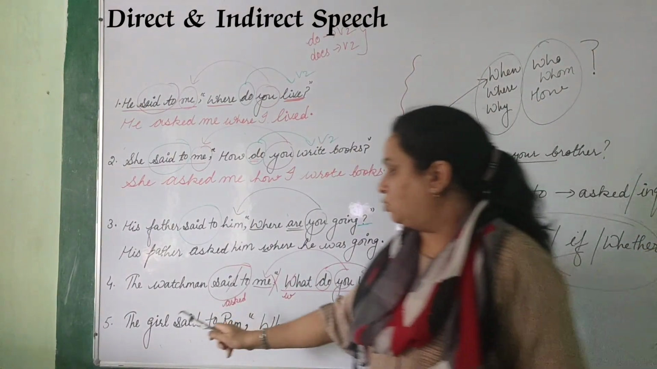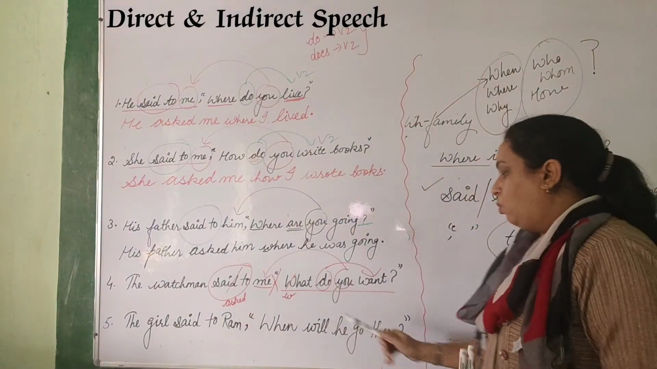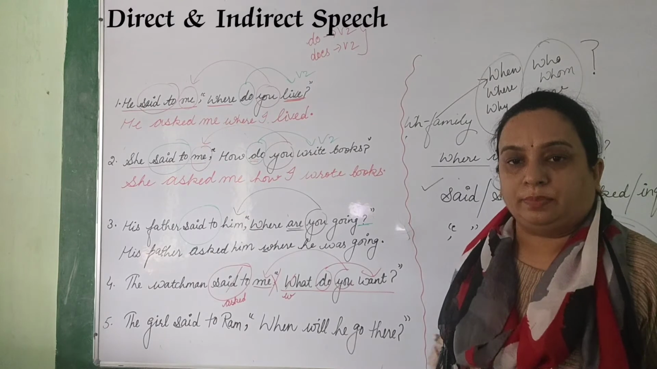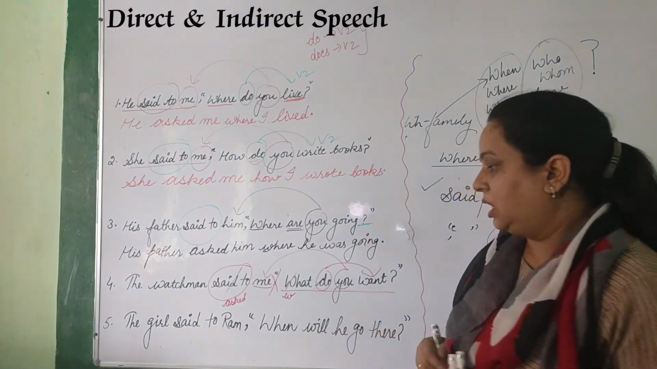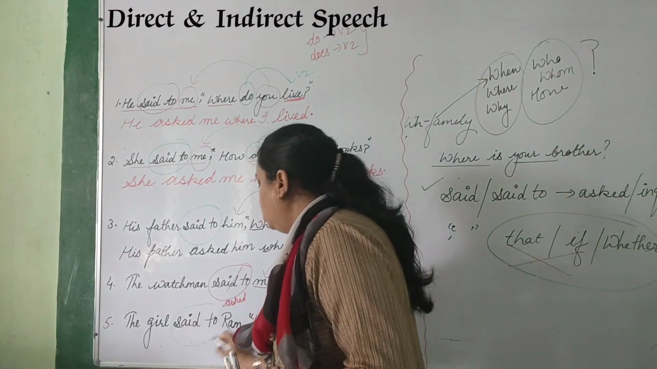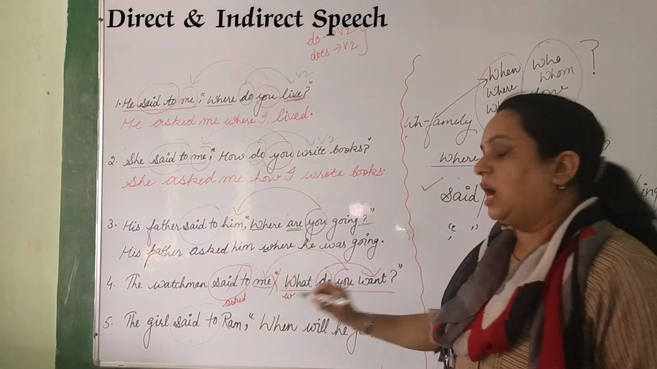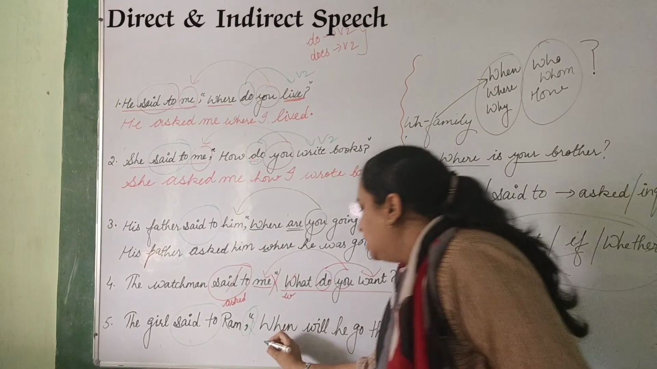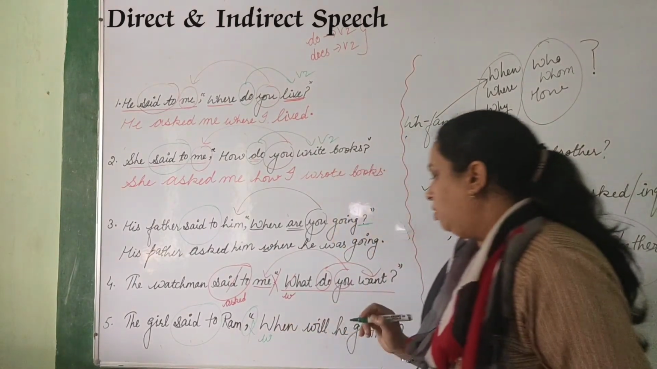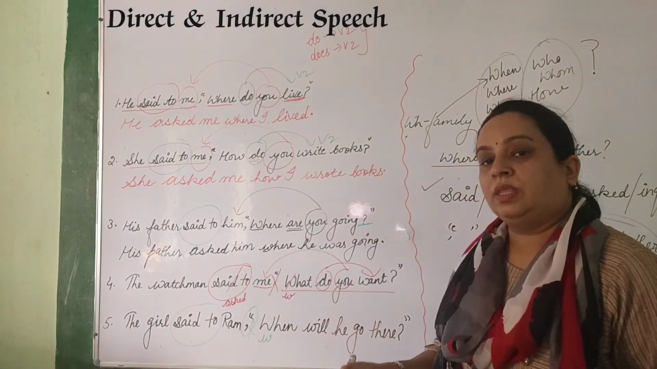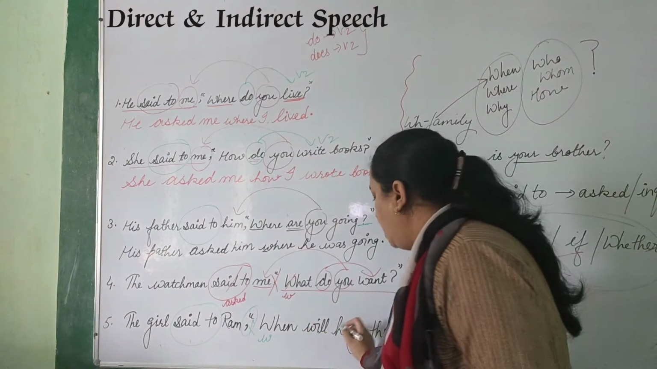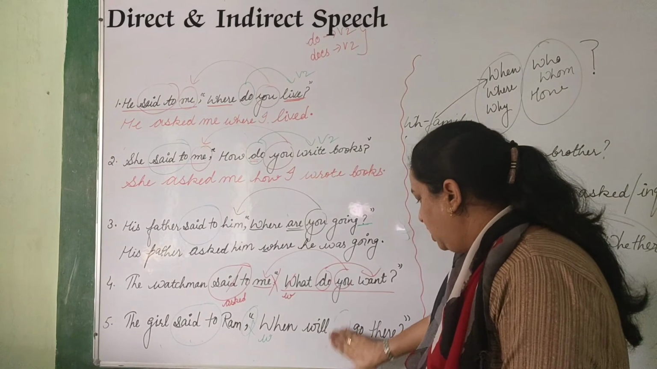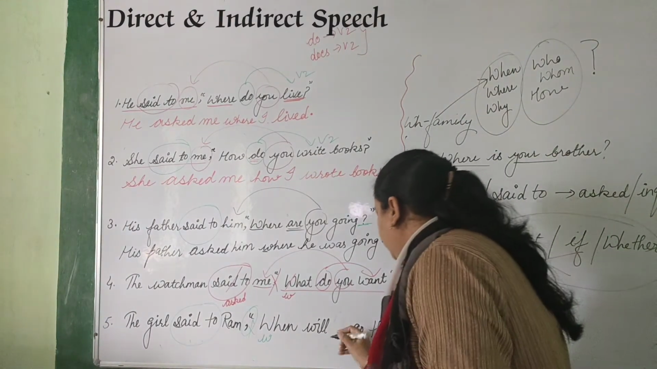Clear? Last one is, the girl said to Ram, when will you go there? So the girl said to Ram. Who is the receiver? Ram. Clear? So this said to changes into asked. So the girl asked Ram. At the place of comma, nothing will be there. This W will be small, right? Subject will be he, because Ram is there, right? When will you go there? Sorry, in the question it will be you.